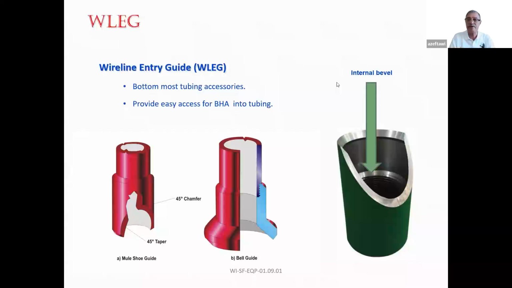What's a dummy valve? A dummy valve is a plug. It is a plug that stops the flow from tubing to annulus or annulus to tubing. It's a plug. You put a plug in the system. This is what a dummy valve is.